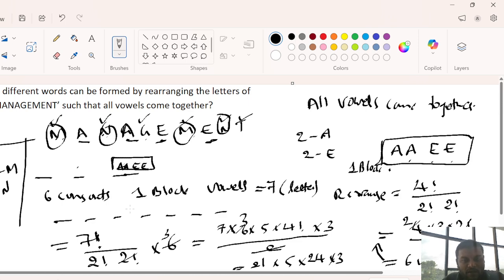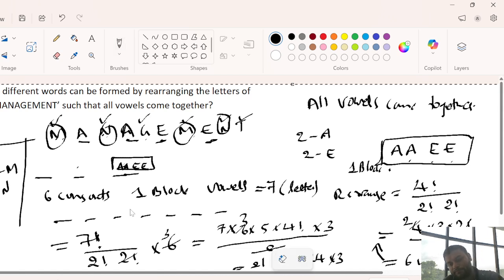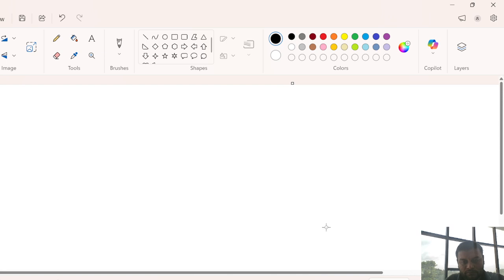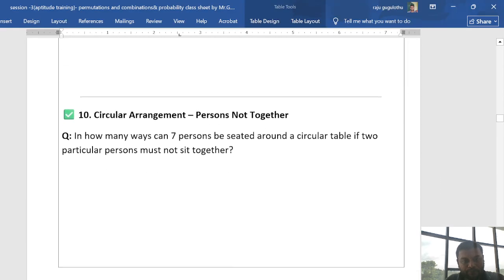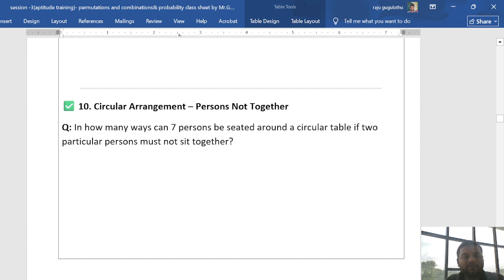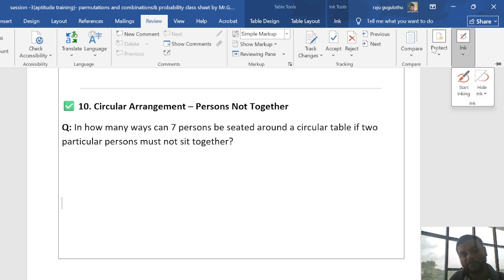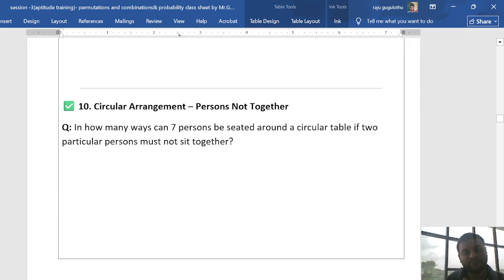Let us go to one more question. In how many ways can 7 persons be seated around a circular table if two particular persons must not sit together? For this case, two particular persons must not sit together.